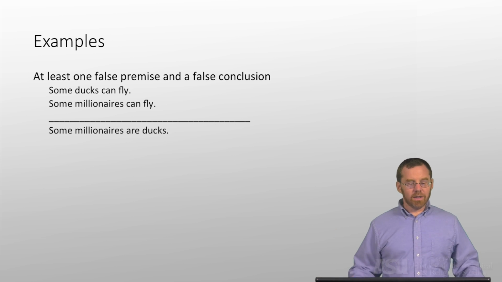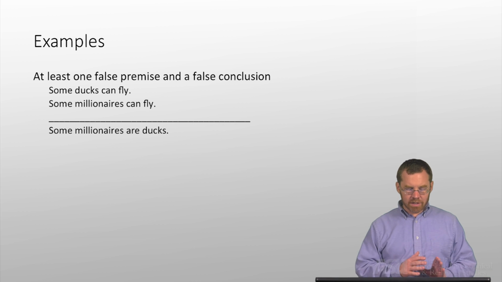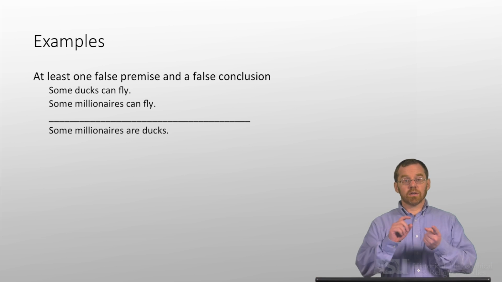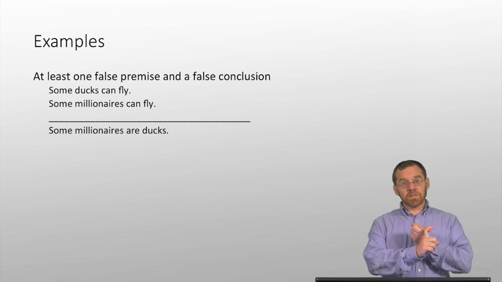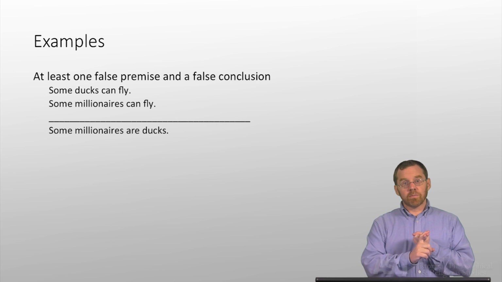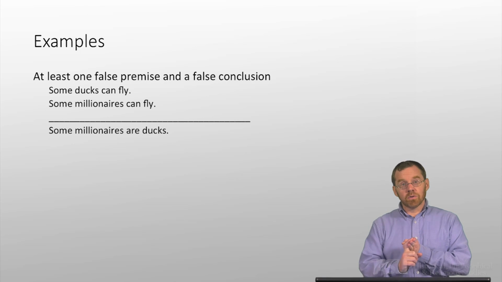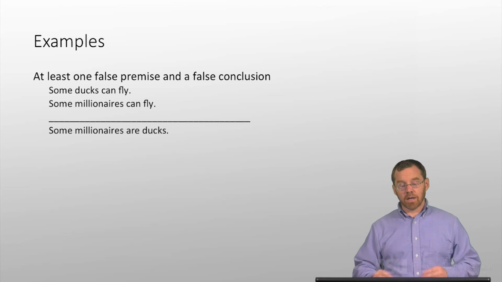Right? So one of the premises is false. It's not true that some millionaires can fly. And the conclusion is false. As far as I know, no millionaires are ducks. So this claims some millionaires are ducks. That's not true. So we've seen that arguments can be in any of these categories. An argument can have all true premises and a true conclusion, all true premises and a false conclusion, at least one false premise and a true conclusion, at least one false premise and a false conclusion.